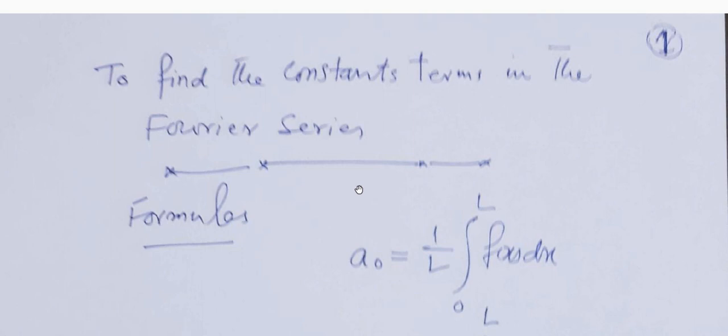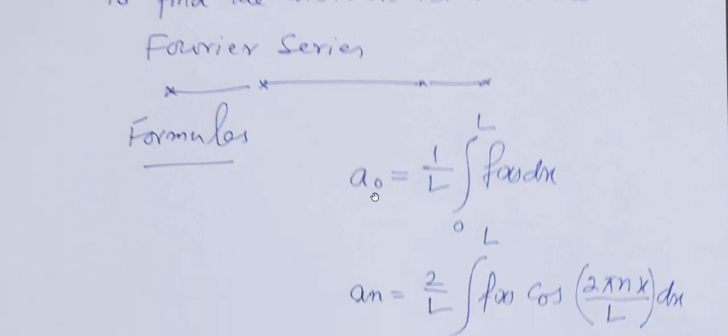The constant terms in the Fourier series: the first one is a naught, where the formula is 1 over L integral from 0 to L f of x dx, where L is a length which varies, and this x varies from 0 to L. 0 is less than or equal to x, and x is less than or equal to L.